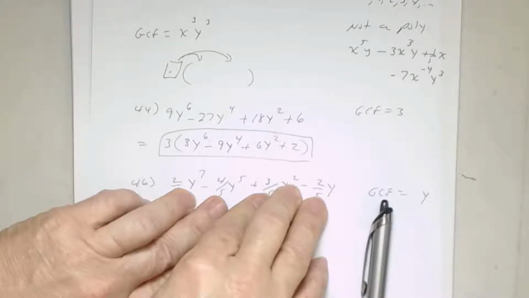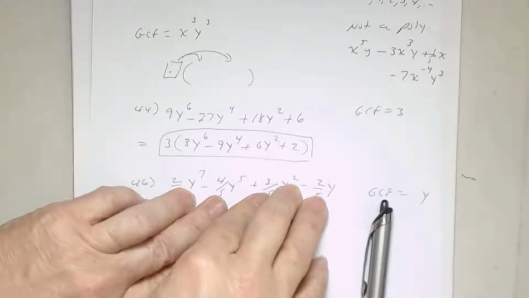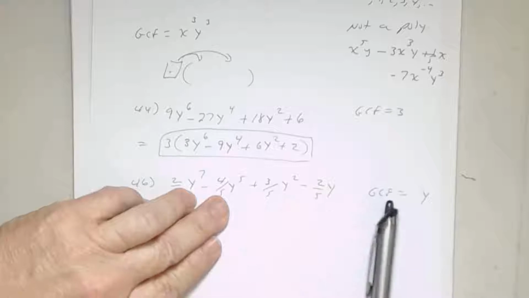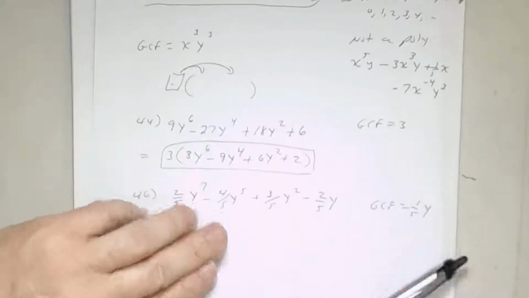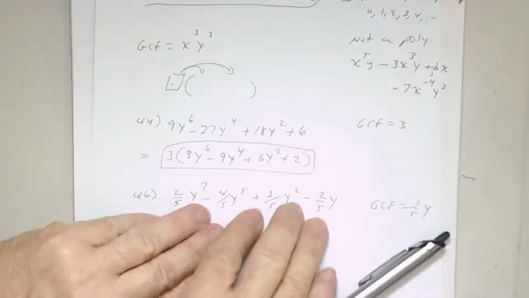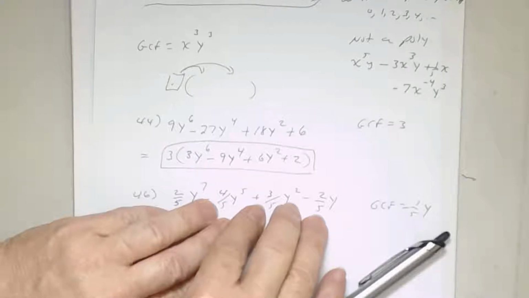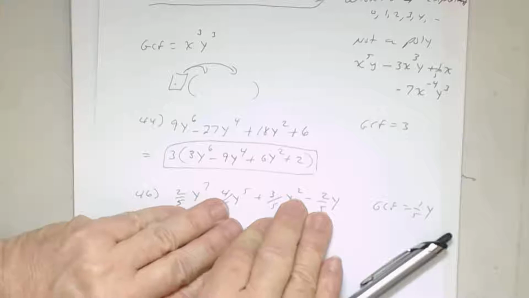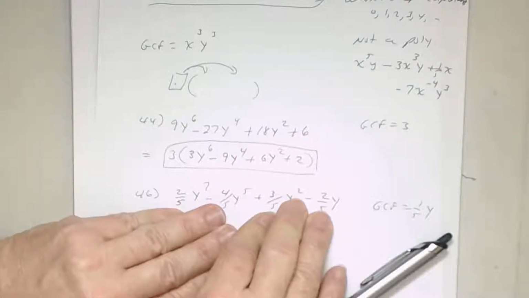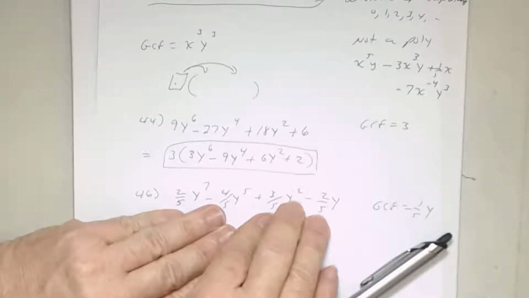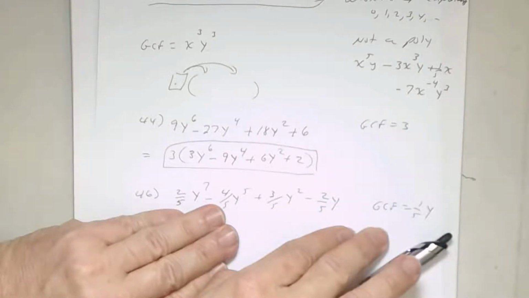So what will be my GCF then? 1/5 y. So basically, denominators are the same, right? So I know I'm going to have in my GCF a fraction with 5 as a denominator. Then you cover those up, and you just look at the coefficients without the denominator: 2, 4, 3, and 2. What's your GCF? 1. So you take out a 1/5.